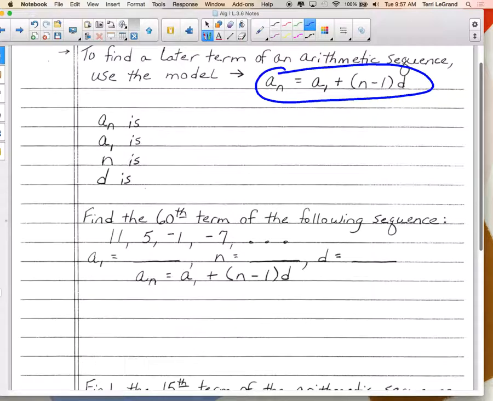So it looks a little bit different, because now this should help us skip over all the terms we don't need and find the one they're asking us to find, so that we don't have to keep adding to the previous term until we finally get there. Okay? So what's our A sub n? The term you're looking for. Its value.